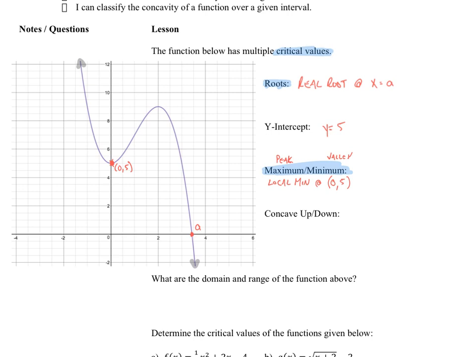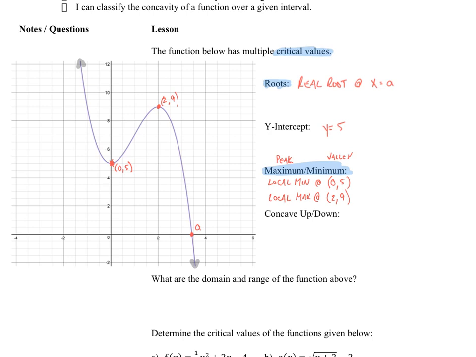And then we keep traveling along the function, and we notice that it turns again. It gets to this peak. That's a peak at the point 2, 9. So it has a local max at 2, 9. Big key in this lesson is those two things when we're talking about critical values and local extrema. Maximums and minimums, and roots. And there will be some cases where we have absolute maximums and minimums, but in this case we don't.